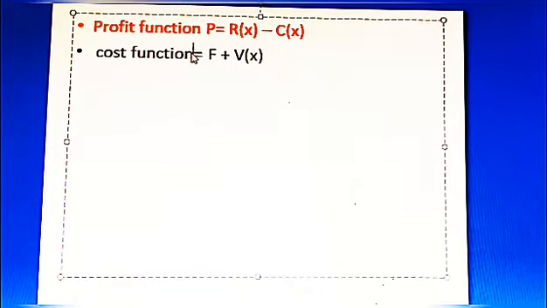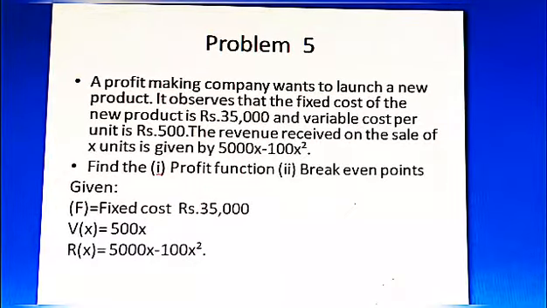If you are not comfortable, I will write like this. Total cost function or total cost, both are same. Total cost is equal to fixed price plus the variable cost. So what is the fixed cost we have? We have the fixed cost is 35,000, right? 35,000 and the variable cost is 500x.